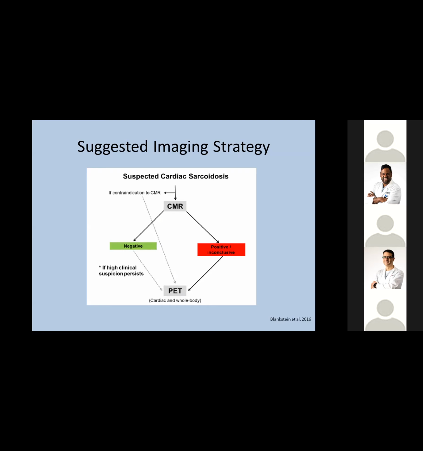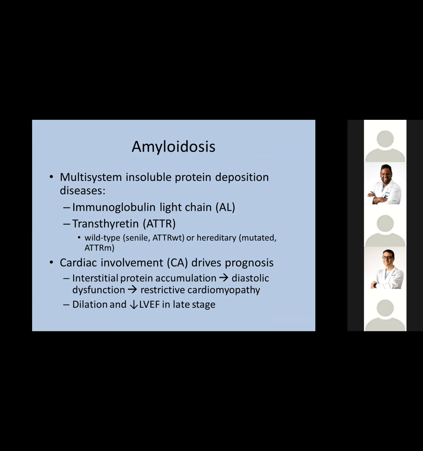Whereas if it was more of an undifferentiated cardiomyopathy and there was nothing on CMR, then you can probably get away with not doing PET in those cases, because the yield is generally quite low unless clinical suspicion, the pretest probability, is high. So moving right on to amyloid.